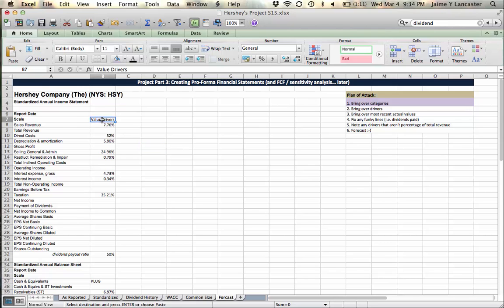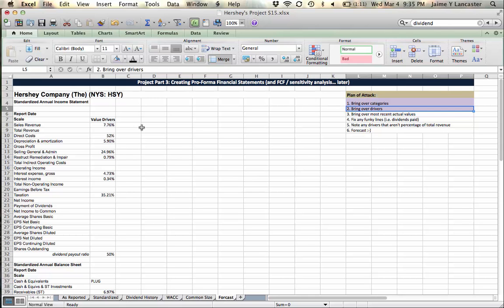So what you have to do next is line up your sales revenue, right? You might have sales revenue above or below because of where you placed this value drivers line. You may need to add a row, or you may need to delete a row. Either way.